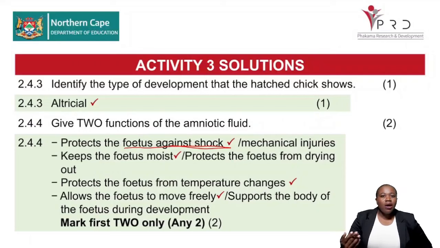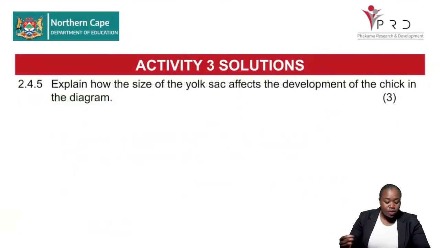if the environmental temperature changes and it gets too hot, it makes sure that the temperature inside the egg does not become as hot as the external environment. If it gets too cold, also it makes sure that it does not get too cold. It also allows for free movement and growth of that developing embryo during the period of development.